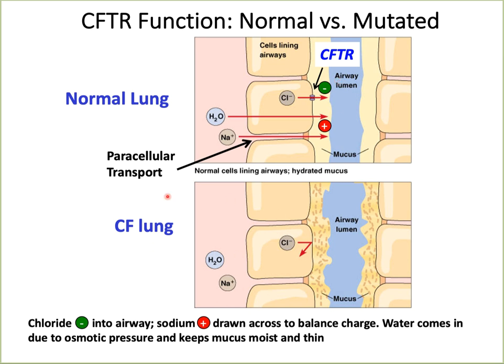But what happens in the CF lung is that there is a point mutation that renders the channel non-functional. So chloride does not move into the lumen. As a result, sodium does not enter the mucus by paracellular transport, and thus there is no increase in sodium chloride, so no water is drawn across.